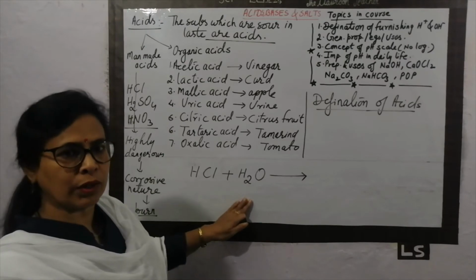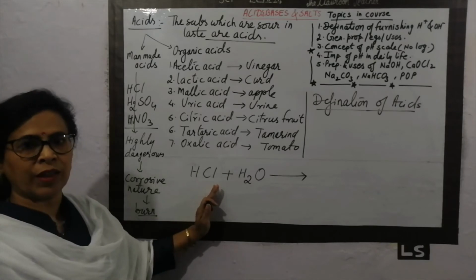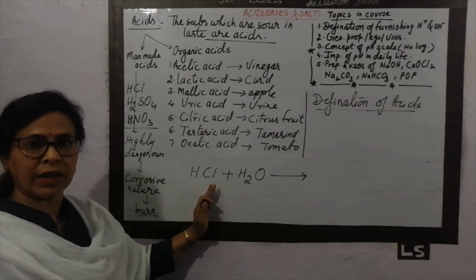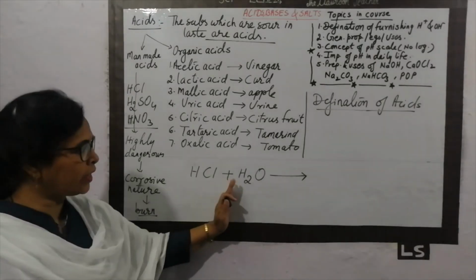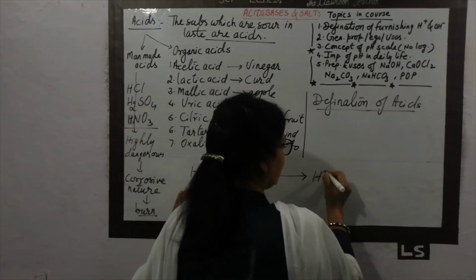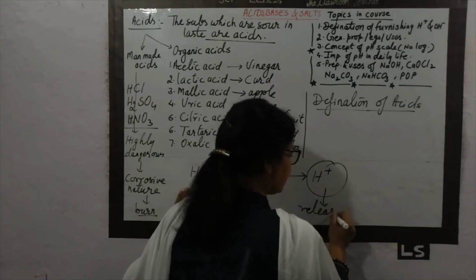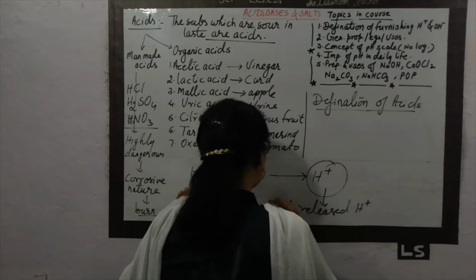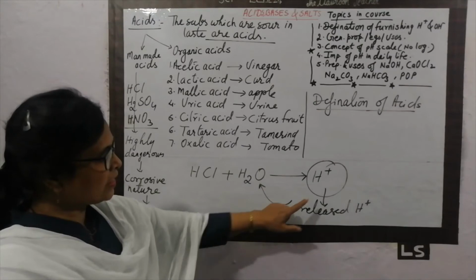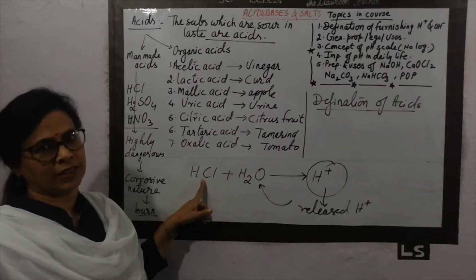What happens when we dissolve any acid in water? When acid reacts with the water, the bond present between these two breaks. As a result, the hydrogen ion is released from here. The hydrogen ion gets separated, and the H plus ion is formed. Any substance or solution that releases H plus ion when it is dissolved in water is called an acid.